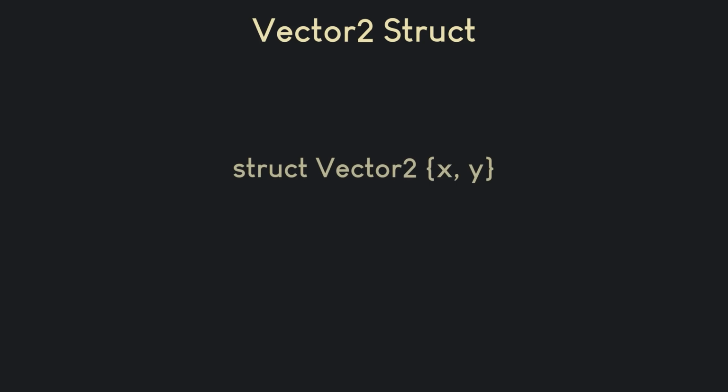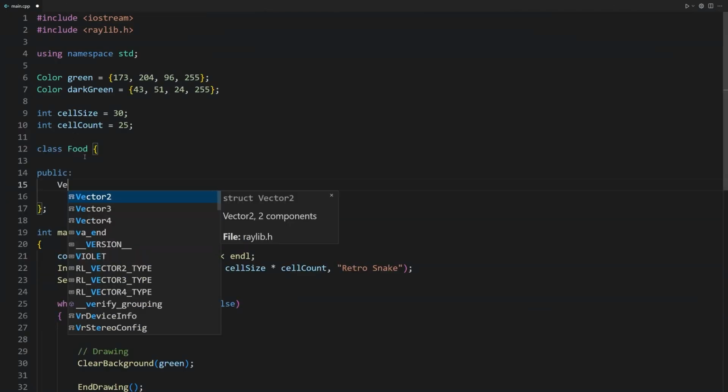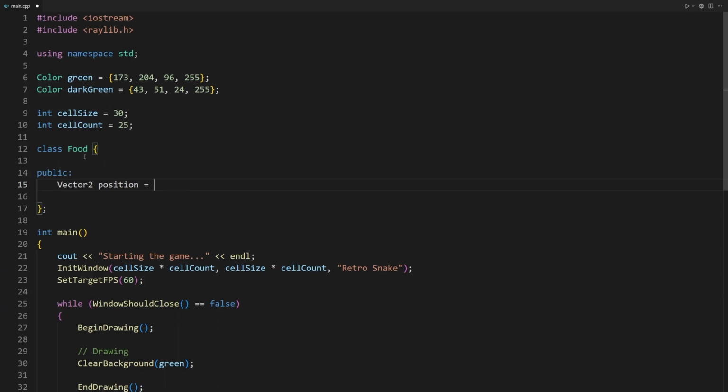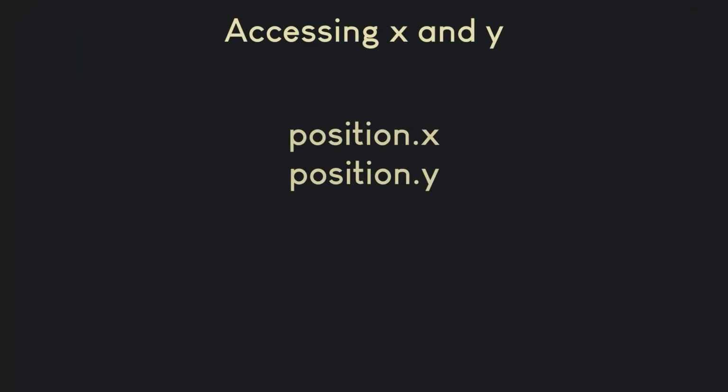You can think of it as a data structure that contains X and Y attributes, the same attributes that we want for our class. Let's use a Vector2 variable to hold the position of the food object. So in our Food class we type Vector2 position equals curly brackets 5, 6. This line of code creates a Vector2 struct to hold the position of the food object. The two numbers, 5 and 6, are the X and Y coordinates of the food. For example, the food's X coordinate can be accessed by position.x and its Y coordinate by position.y.